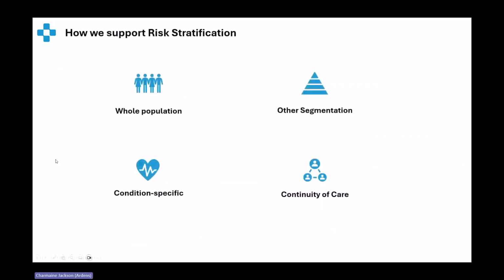So this is where we at Ardens are going to help you. We're going to help you risk stratify across your whole population. And Mariette's going to show you how to do that shortly. We're also going to do it by long-term condition. We're also going to do it by other segmentations. Maybe you want to segment patients by demographics or maybe deprivation. And we're also going to help you with continuity of care if you're adapting that within your organisation as well. And we will show you the resources that we have on that today.